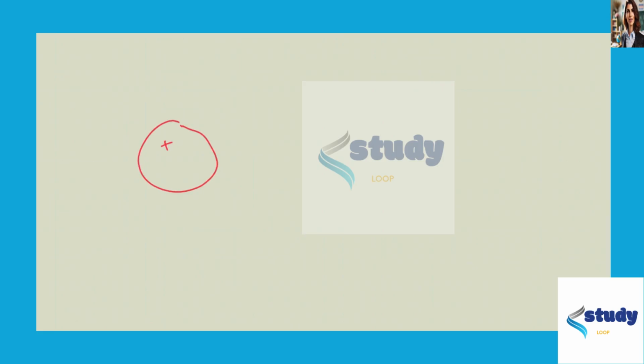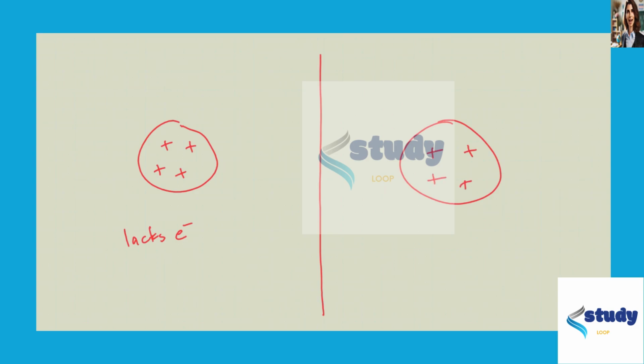If something is positively charged, that means it lacks electrons, right? As opposed to if something is negatively charged, I'll try to draw it kind of the same. If something's negatively charged, it has extra electrons, right? Okay, so what's going on here? Let's say maybe this one has like one electron, so this is positively charged.